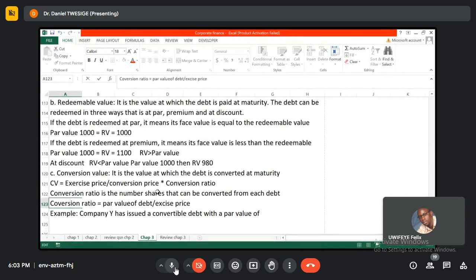This should be the market price. With the par value.